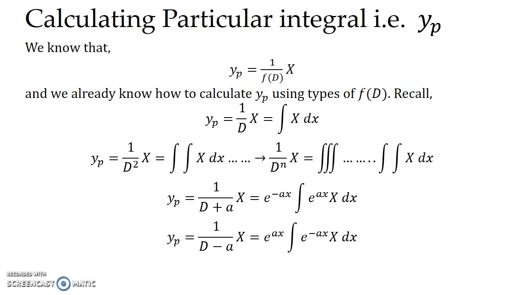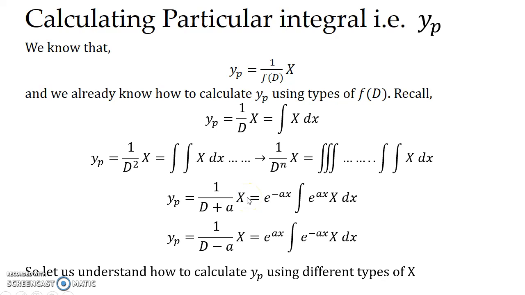Now we already know that F(D) is nothing but a polynomial in terms of D, which can be factorized into linear factors. If the linear factors are of the type D plus a or D minus a, and these operate on x, then you have a direct formula. You can see these direct formulas. This is just a quick recap of what we have done in the previous lecture. But what we are supposed to do now is understand how to calculate YP using different types of X.